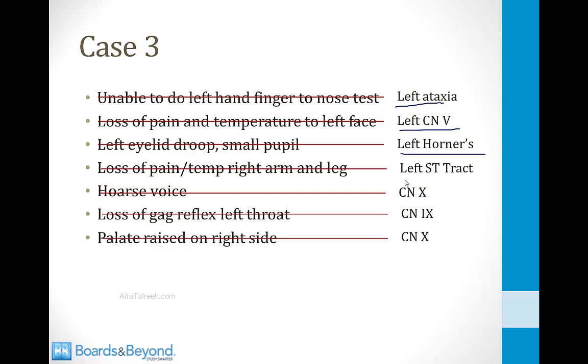Loss of pain and temperature sensation in the right arm and leg means the left spinothalamic tract is involved. The hoarse voice is cranial nerve 10, the gag is cranial nerve 9, and the palate raised on the right side is also cranial nerve 10.